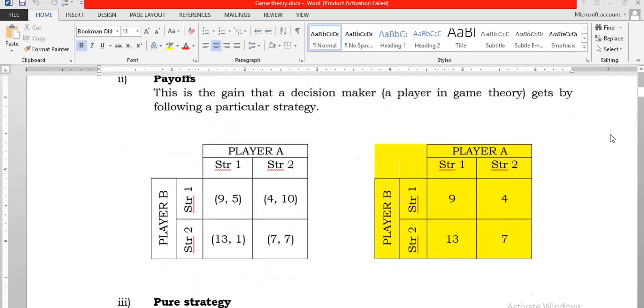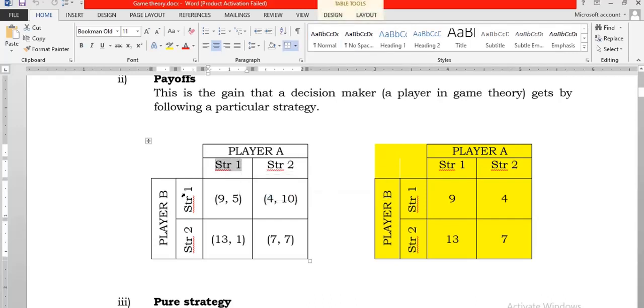Take an example like this kind of a situation here. We have player A and player B. So we have strategy 1 and strategy 2, whereby this is strategy 1 for player A, same strategy 1 for player B. So they are trying to apply the same strategy. Now the payoffs are in such a way that the first payoff here is for player B from this side, and the second payoff is for player A from this side, as a result of both of them applying strategy 1.